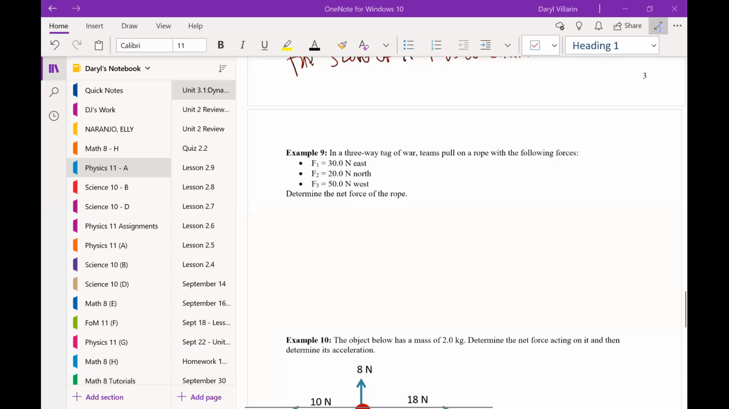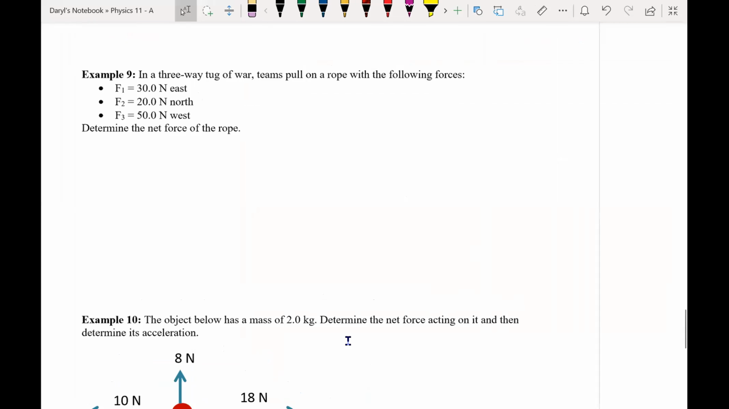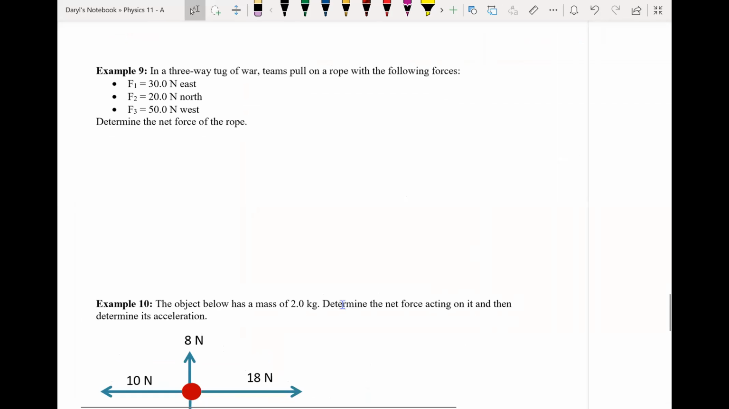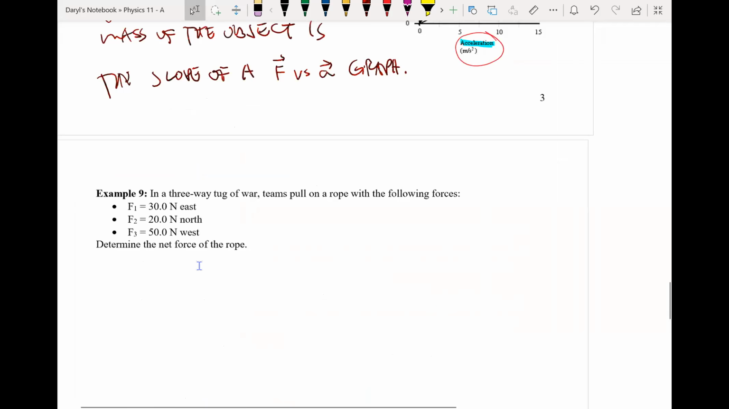Okay, let's continue our discussion on Newton's first and second laws. I'll be assigning example number 10 and 12 for you to work on today.